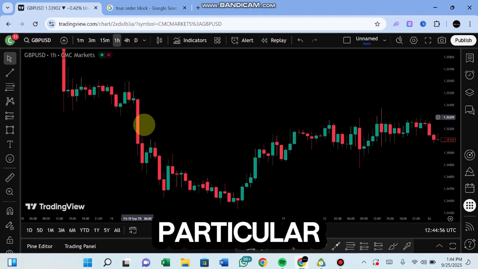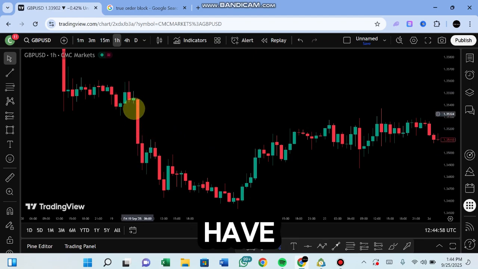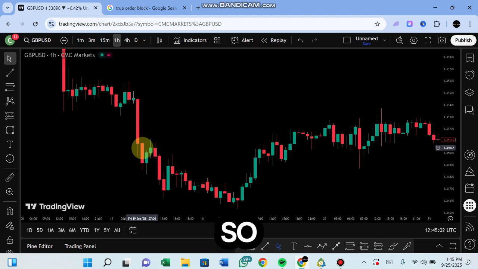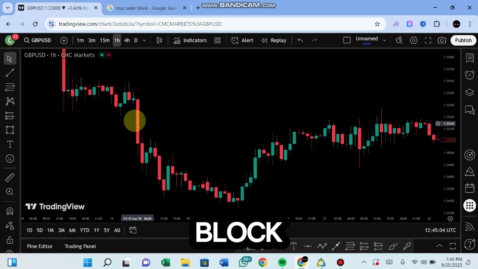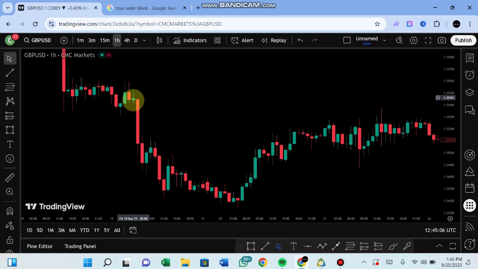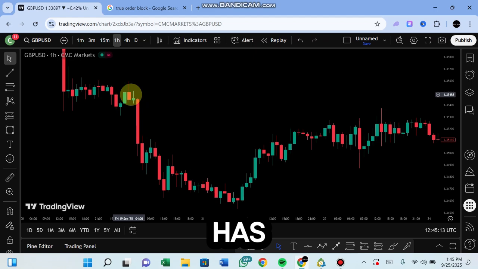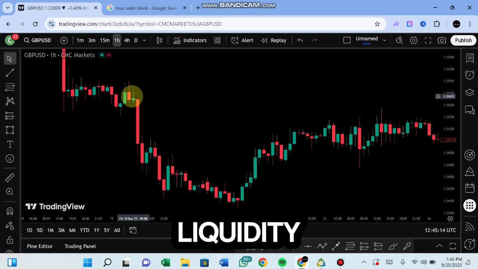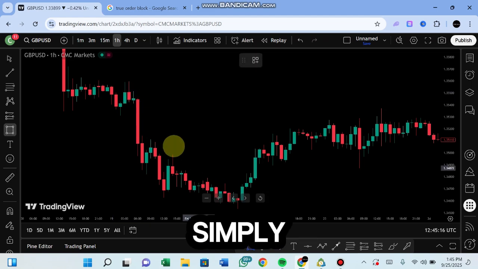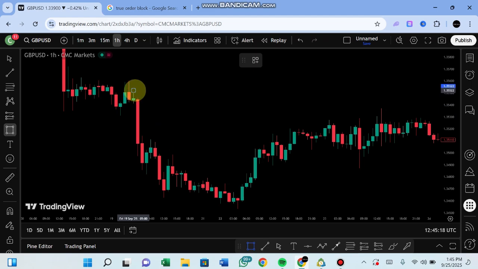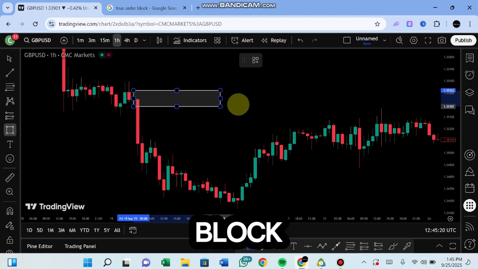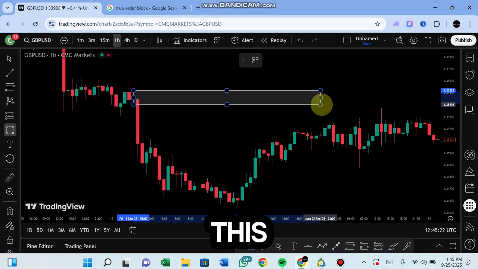If you look at this particular place, we have three candlesticks, one, two, and three. So just like we said, our order block is this green candle. As you can see, the wick of this candle is higher than this, which means that this candle's wick has swept or has taken up liquidity. All we need to do is simply take our brush and draw our order block out like this.